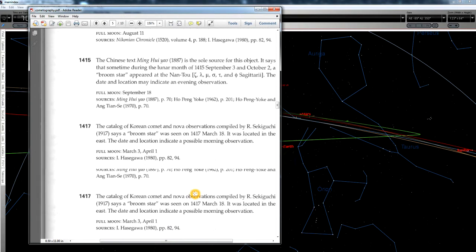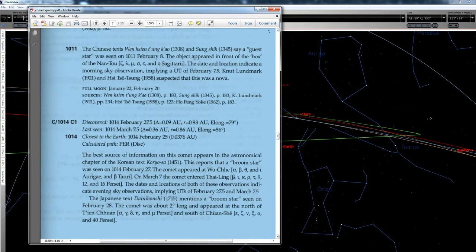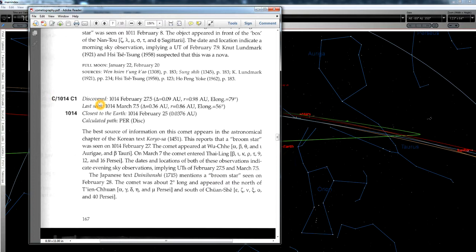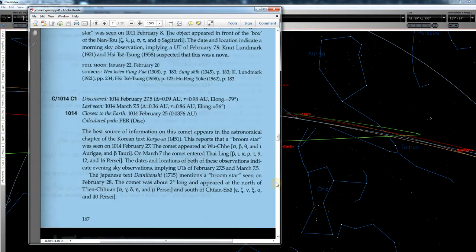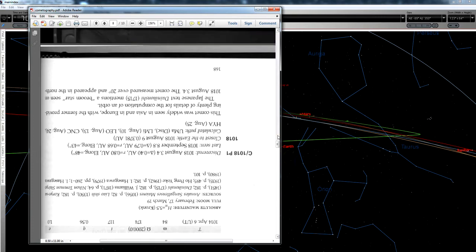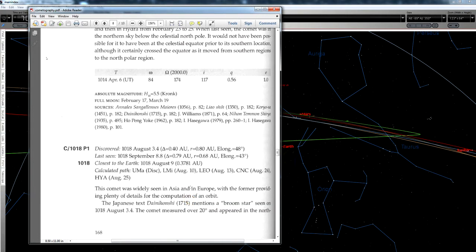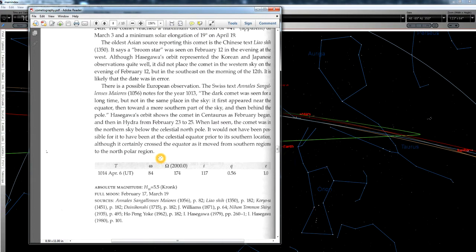So, let me scroll down here. C1014C1. Now that systematic designation means we actually have an orbit for this one. And indeed, I've loaded up the orbital elements into Starry Night Pro here. Here we go. Now, this of course was found before the telescopic era, so the orbital elements are more of a rough figure, but they give us at least a good approximation of the orbit, enough to see what it looks like and see if it looks anything like ISON or 1680.